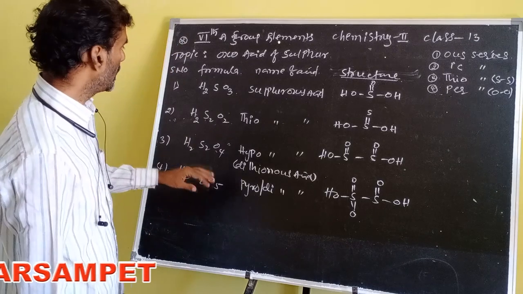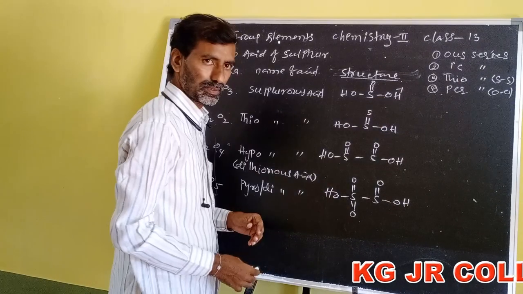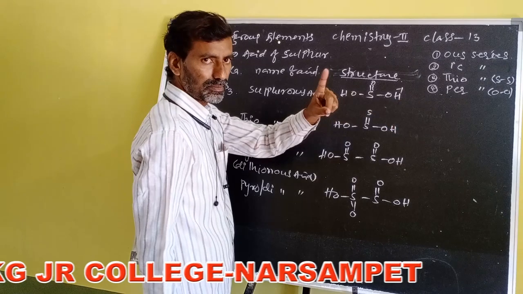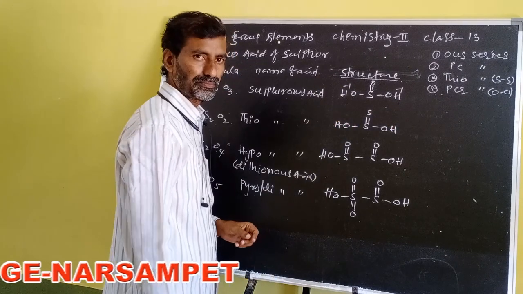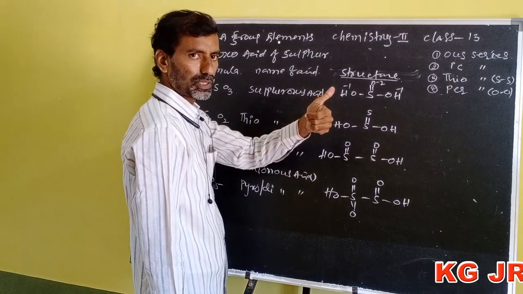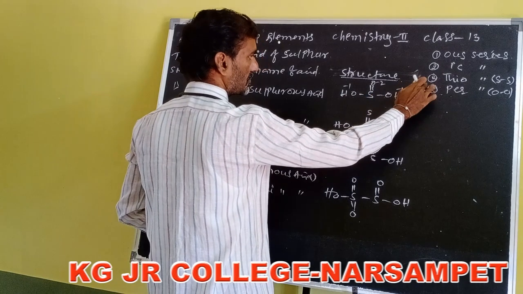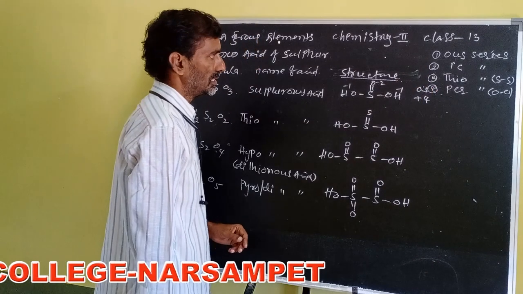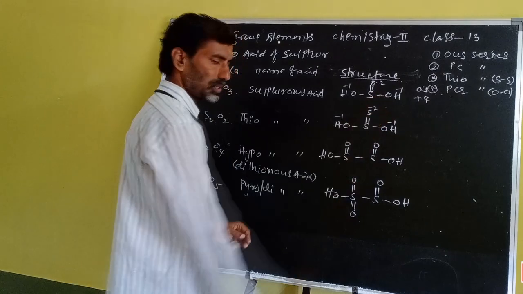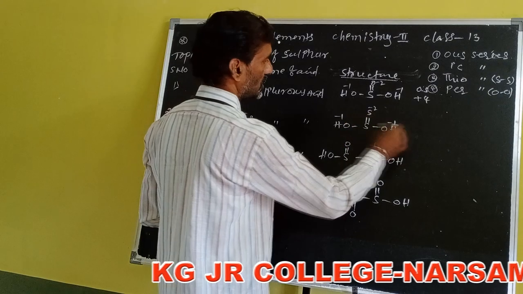Okay students, so we can calculate the oxidation state of the central atoms. First of all, OH is -1. How can you calculate? Oxygen is -2, hydrogen is +1, so -2 + 1 is -1. Oxygen always exhibits -2. So -1, -2, -1 gives -4, so sulfur exhibits a +4 oxidation state. Next, OH -1, OH -1, sulfur -2 in sulfide, so this is also +4.